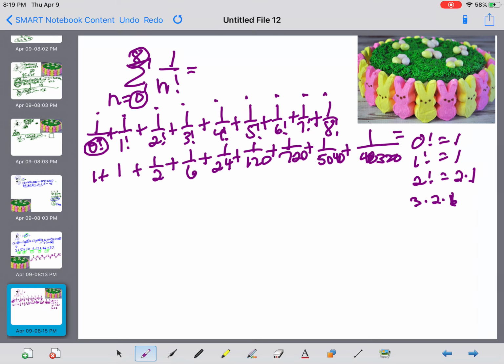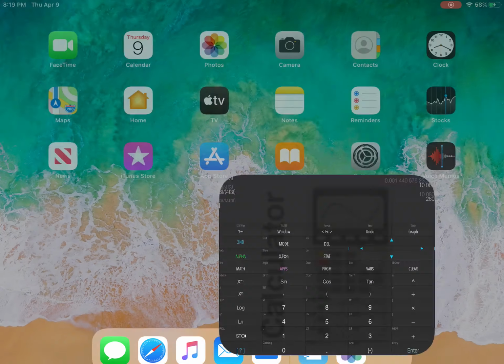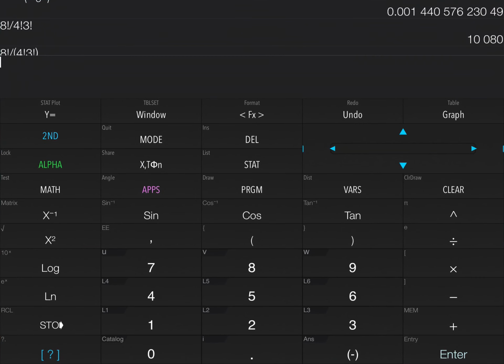And then you would actually add them all up, and you get a sum of 2.71828, which is very, very close actually to e. And so that's really interesting that that gets closer and closer to e. All right, now you can check your work on your calculator like this. I know this doesn't look exactly like your calculator, but I'll tell you where to find this.